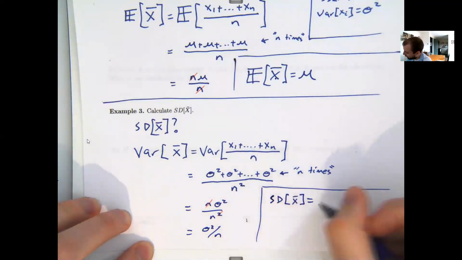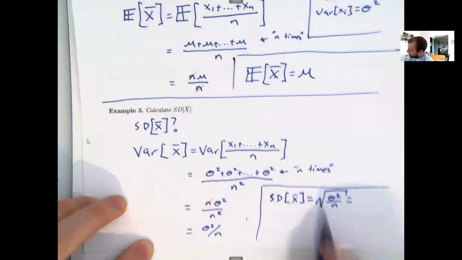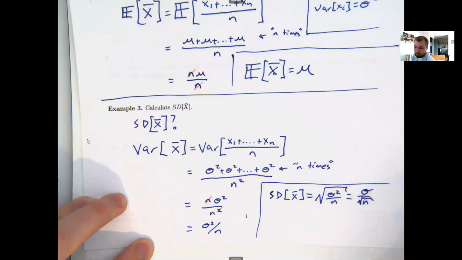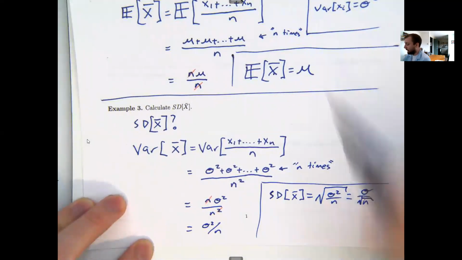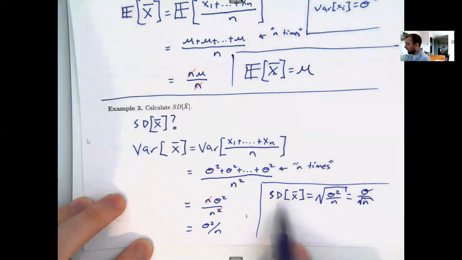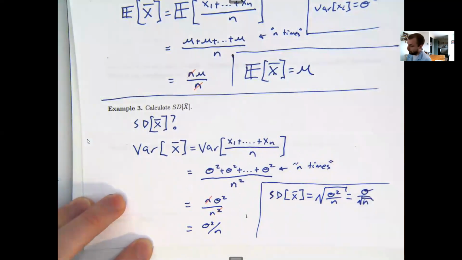So if I want the standard deviation, that will be the square root of the variance. The square root of sigma squared is sigma. The square root of n is just the square root of n. So this says I'm expecting my sample averages to be closer to mu. The amount that I'm expecting those sample averages to deviate is the sigma over the square root of n number.